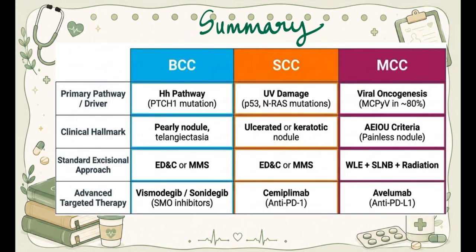So everything we've discussed today connects together into a unified clinical continuum. We can successfully trace each of these 3 cancers from their microscopic origin all the way to their advanced treatment. Basal cell carcinoma is driven by the hedgehog mutation. It presents as a pearly nodule and is treated systemically with SMO inhibitors. Squamous cell carcinoma is driven by UV damage. It presents as an ulcerated nodule and is treated with cemiplimab. And Merkel cell carcinoma is driven by a viral infection. It's identified by the AIOU criteria and is treated with avelumab.